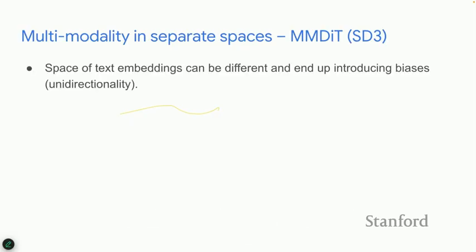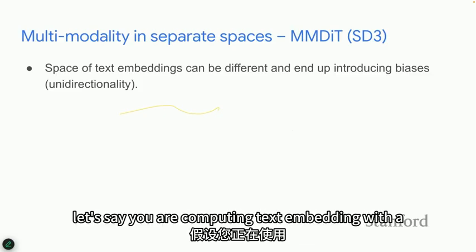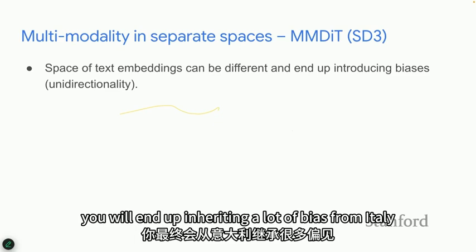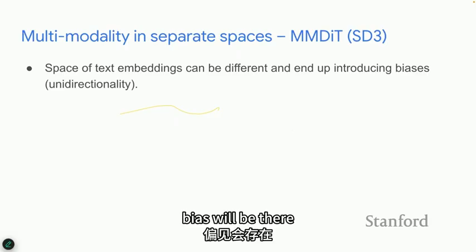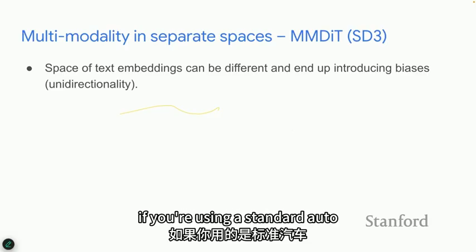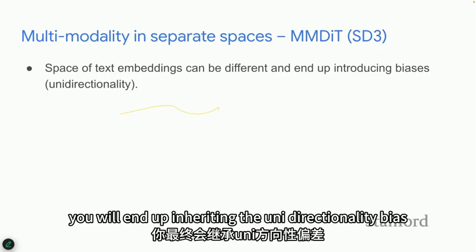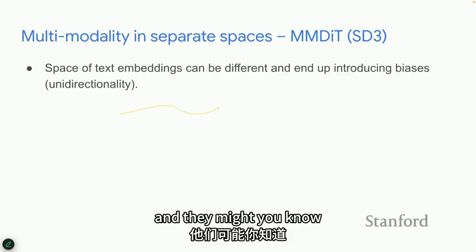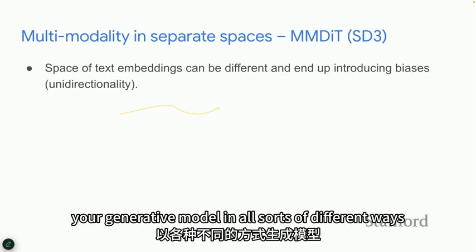So let's see. One motivation behind this could be text embeddings. Let's say you are computing text embeddings with a large language model. You will end up inheriting a lot of bias from it, right? Like the unidirectionality bias will be there. If you're using a standard autoregressive large language model, you will end up inheriting the unidirectionality bias. So you will have bias, and it might creep into your generative model in all sorts of different ways.